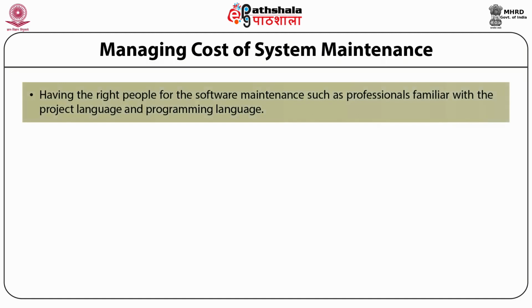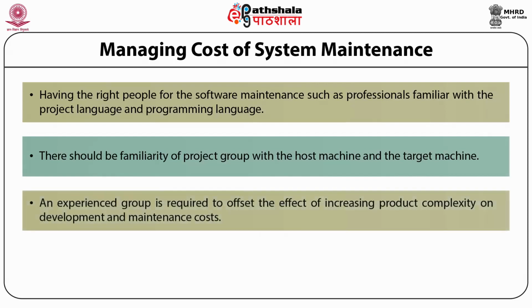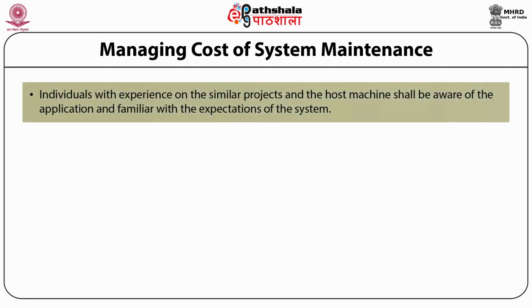Having the right people for software maintenance is important, like professionals familiar with the project language and programming language. There should be familiarity of the project group with the host machine and the target machine. An experienced group is required to offset the effect of increasing product complexity on development and maintenance cost. Selecting individuals with the ability to analyze the project and coordinate teamwork is very essential. Individuals who have experience on similar projects and the host machine should be aware of the application and familiar with the expectation of the system.